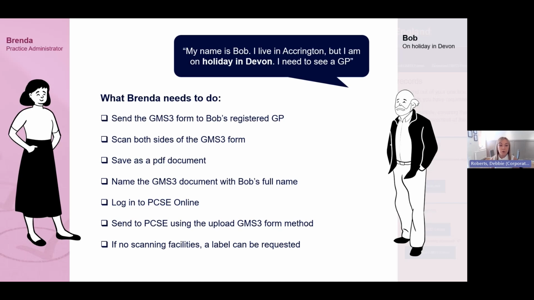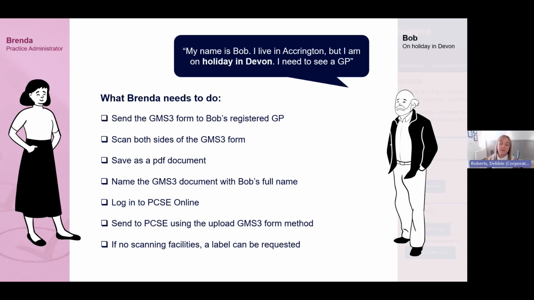Now, to send the form, she'll need to log into PCSE online and head over to the medical records area. And she can send that using the upload function that is available on PCSE online. All she needs to do is, once she's saved the form to her computer, she can simply upload that electronically. That will then send that to PCSE, and then we will ensure that that is sent to Bob's registered practice.